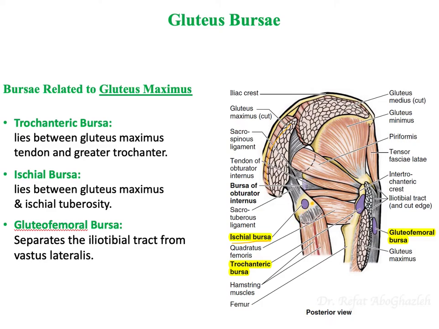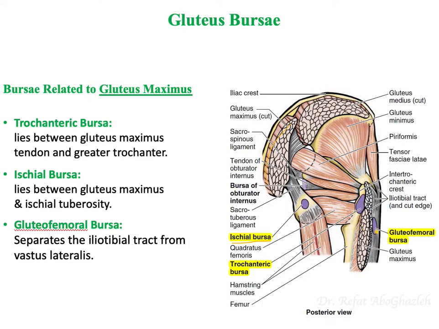Also, the next one, I mean, the trochanteric bursa. The trochanteric bursa simply locates against the gluteus maximus, as you see here. We cut it, and the greater trochanter, so between the tendon of gluteus maximus and the greater trochanter.